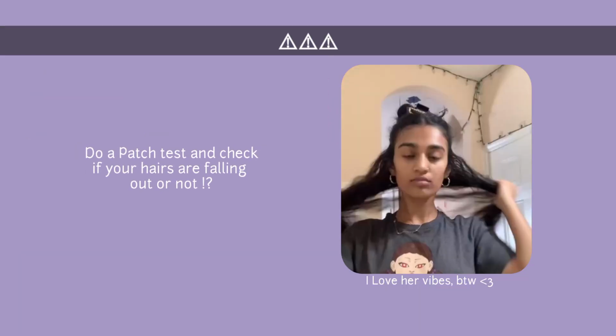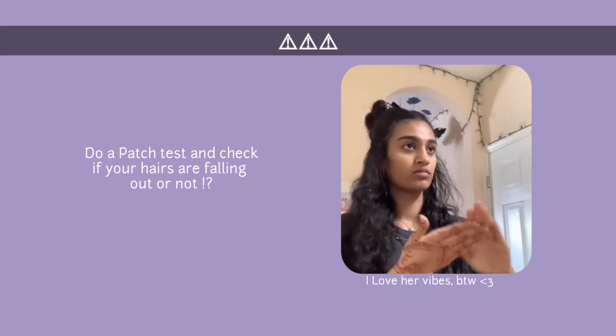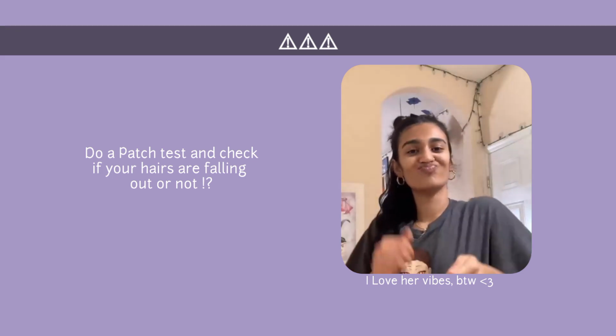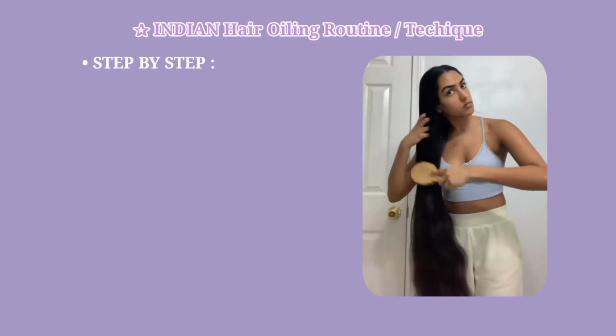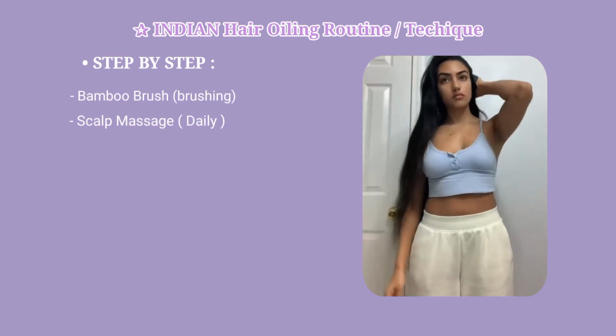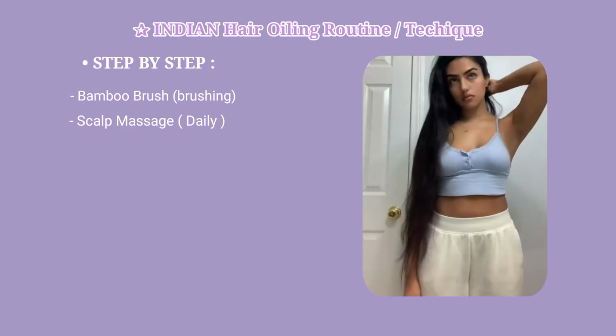But before going all the way, make sure to do a patch test, as coconut oil is not suitable for all hair types. Hair oiling is key to long, shiny, and healthy hair. Here's how Indians apply hair oil as a treatment, once a week. Bamboo brushes hair from bottom to top. Scalp massage using a scalp massager. Massage your scalp daily to stimulate blood flow.